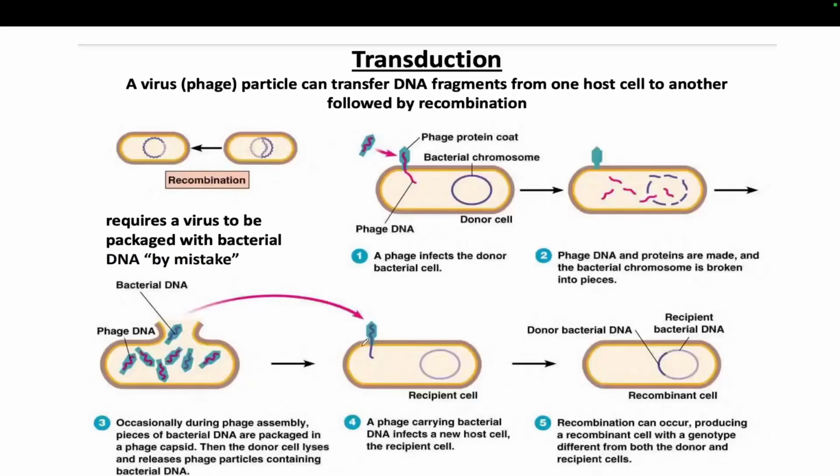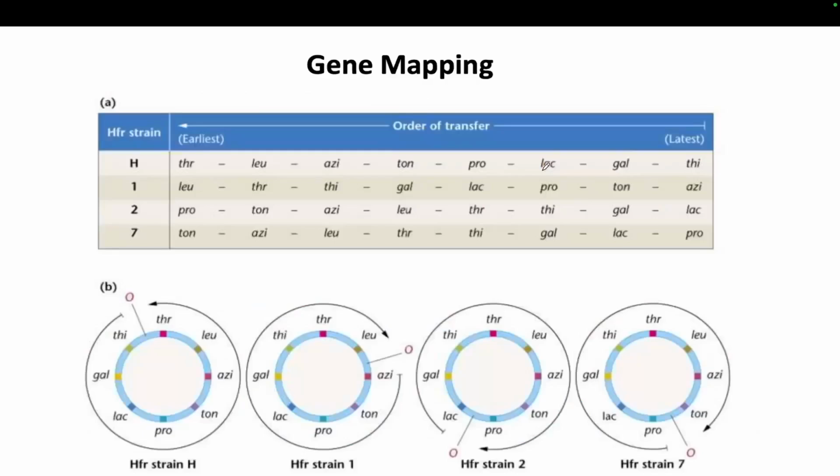Once it goes inside this recipient cell, what happens is that it can be recombined with the recipient cell chromosome through the homologous recombination mechanism. So this complete process is called transduction. Through that also, genetic mapping happens.